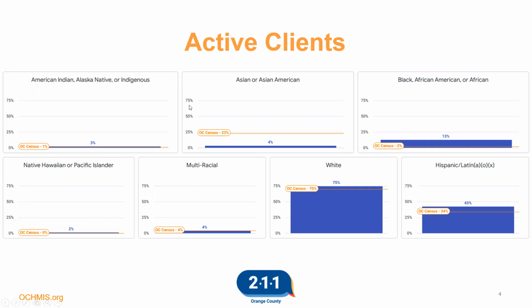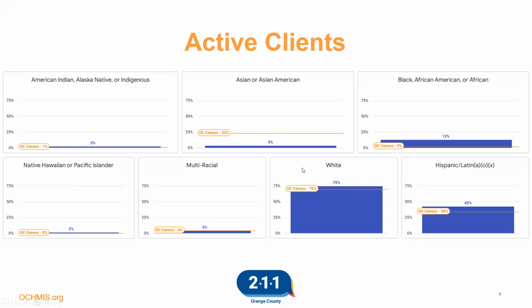So with that said, these six look at the race options for American Indian, Alaska Native, Asian, Black, Native Hawaiian or Pacific Islander, multiracial, or white. These percentages should add up to close to 100%, since all of these clients are being collected in one field, but then the Hispanic Latino data will not, because it's being collected in a different field.